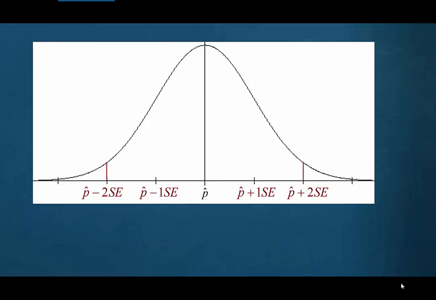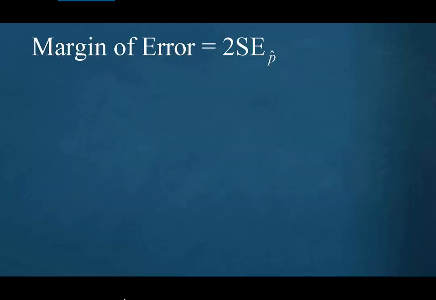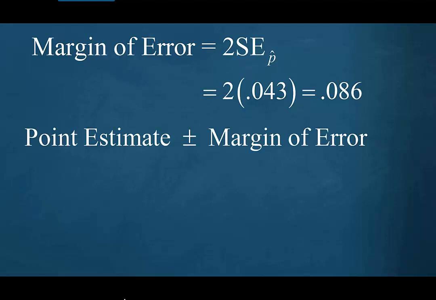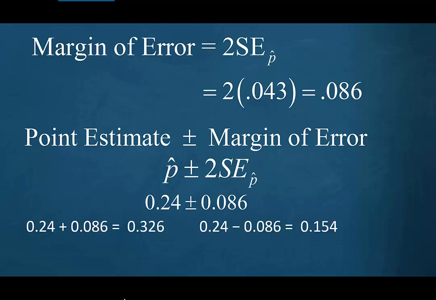Very similar to when we looked at the normal distribution. For instance, recall that about 95% of the data fall within two standard deviations of the mean. Our margin of error is 2 times the standard error, which we found earlier to be 0.043. So this is going to be 0.086. Putting this all together, we have point estimate plus or minus margin of error. So it's p hat plus or minus 2 times the standard error of p hat. So 0.24 plus 0.086 is 0.326, and 0.24 minus 0.086 is 0.154.